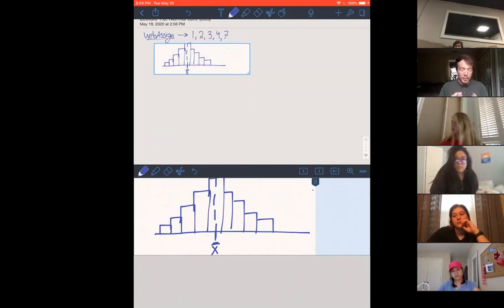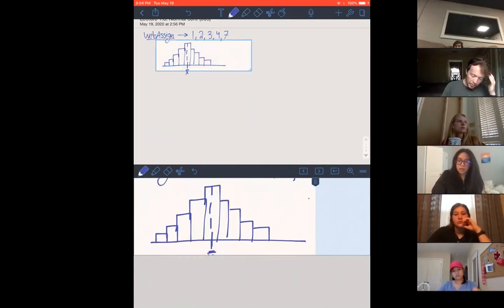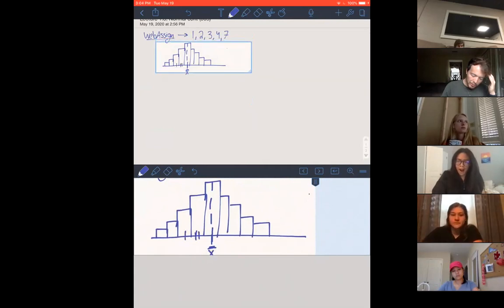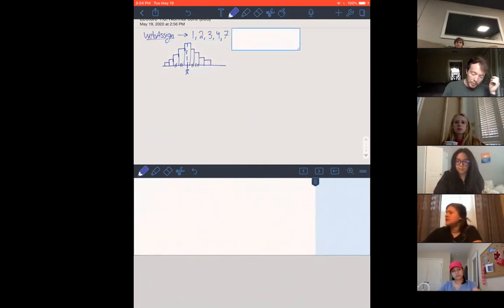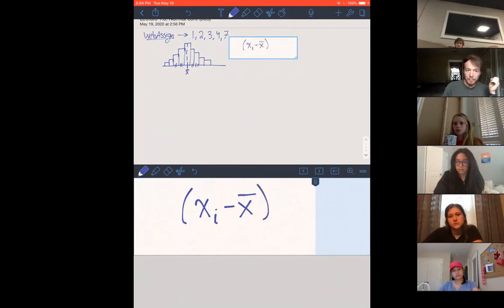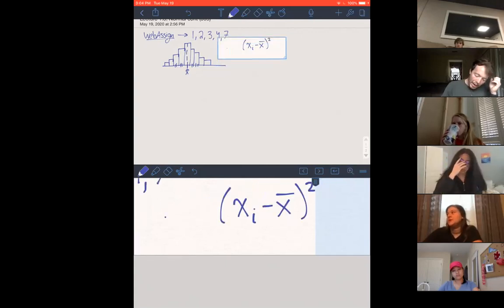Because if we had values that were really spread out and values that were really together, they could have the same mean, but we want a way of expressing this difference. And standard deviation says, we have a bunch of X values here, a bunch of X values here and here, et cetera. For every single X value you have, calculate how far away it is from the mean and square it. Then add them up and divide by n minus 1.